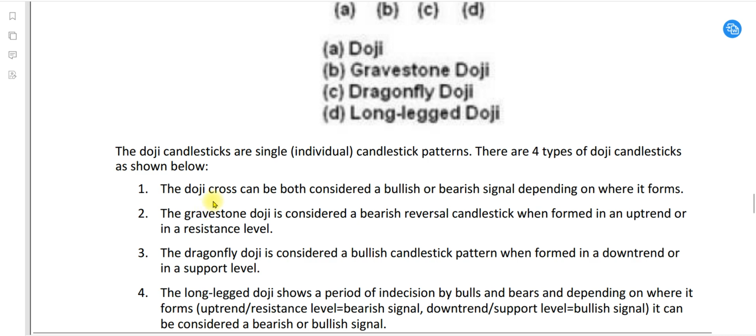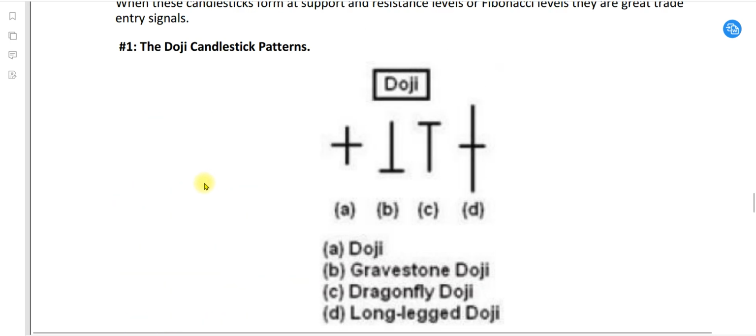If it is found at the support, it is signaling to us that we might be ready to buy. And if it is seen at the resistance, it is signaling to us that we might be ready to sell. So that is just that about the Doji candlestick pattern. This is just an introduction to candlestick patterns.